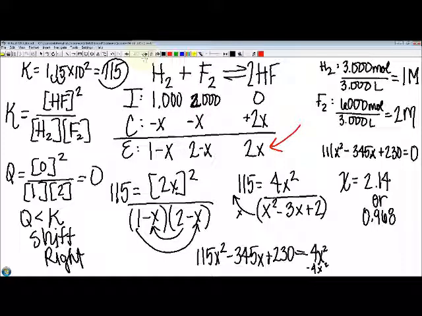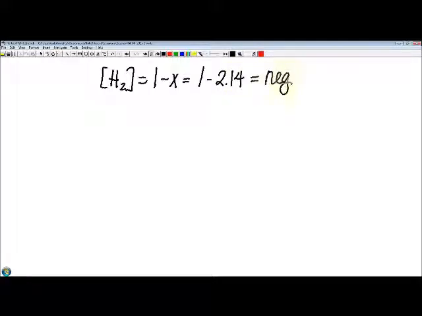So, when we're solving for the concentration of the H2, we have to take 1 minus x to give us our concentration. So let's first try the first number, 1 minus 2.14. We're going to get a negative number, and we can't have a negative concentration. So that means the 2.14 is not our x. So that means that by default, x is equal to the 0.968.